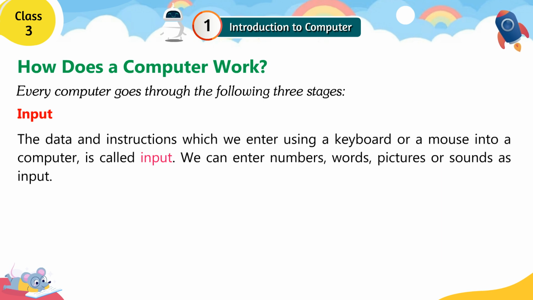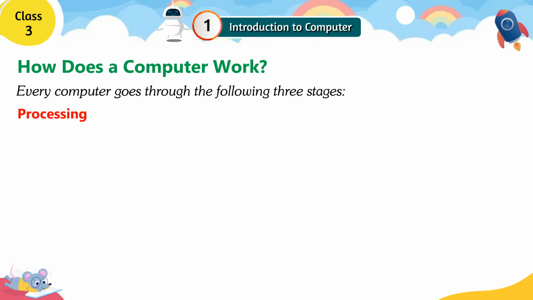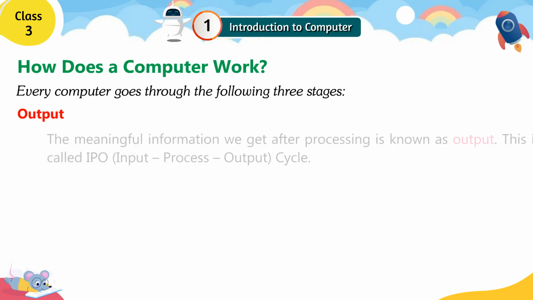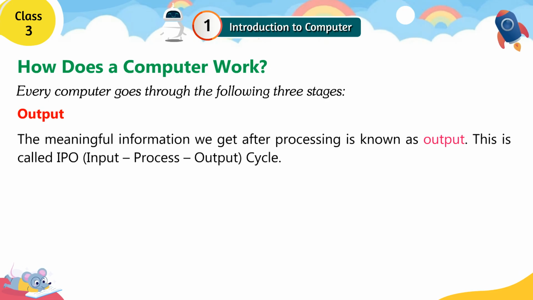Input. The data and instructions which we enter using a keyboard or a mouse into a computer is called input. We can enter numbers, words, pictures or sounds as input. Processing. After entering data and instructions in a computer, the CPU works on the input to give us meaningful information. This is called processing. Output. The meaningful information we get after processing is known as output. This is called the IPO, input, process, output, cycle.